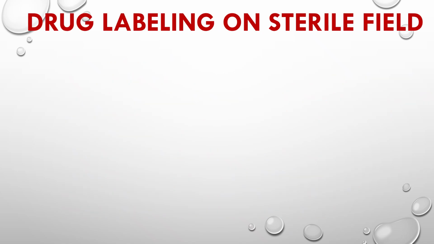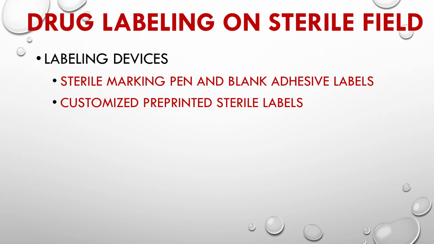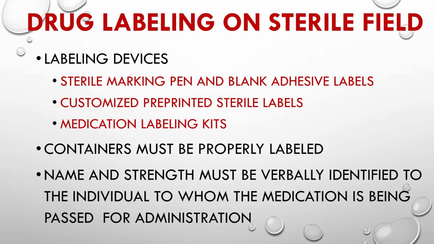Talking more about this labeling and how that happens. First of all, what do you use to actually label? Sterile marking pens and also blank adhesive labels are commonly used to write down what the drugs are. There are customized pre-printed sterile labels that can be used, and medication labeling kits. Now, all of the containers must be properly labeled, and that includes having the name and strength verbally identified by the individual that it's being passed to.